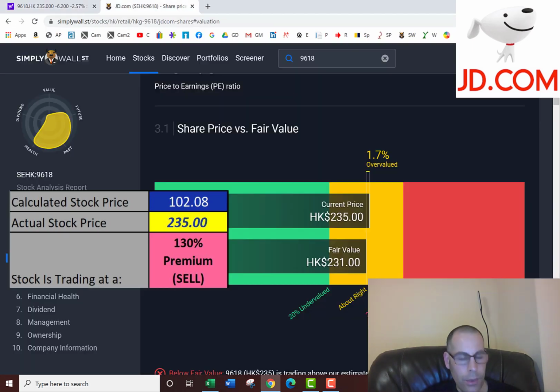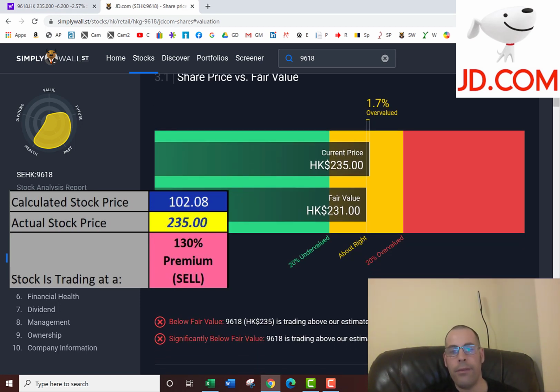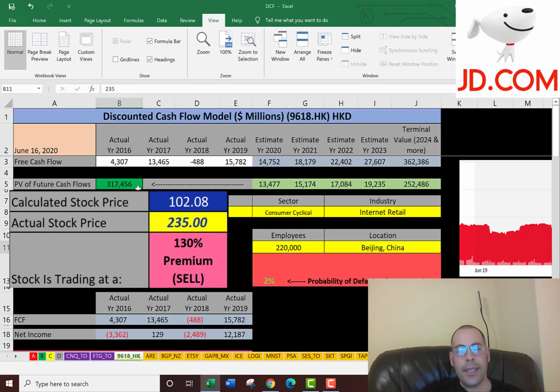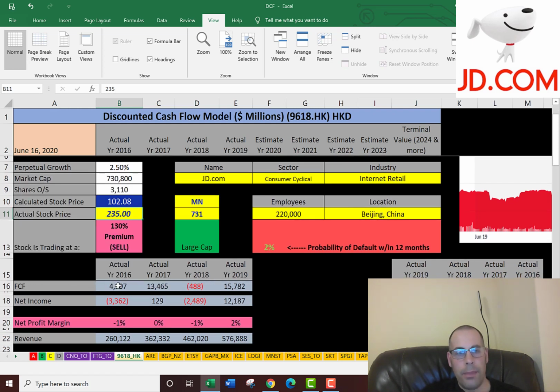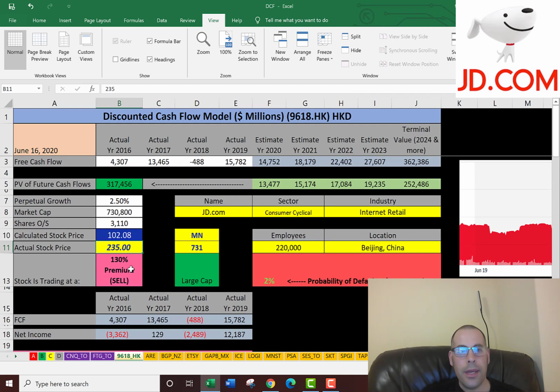Let's see what Simply Wall Street values the company at. They're valuing them at pretty much what they're trading at. They're saying $231, so almost exactly what they're trading at. So like I said, it's really difficult to value companies with volatile numbers like they have. So this is kind of like a best guess estimate, and hopefully as the company matures and the numbers become more stable, we can get a better value.